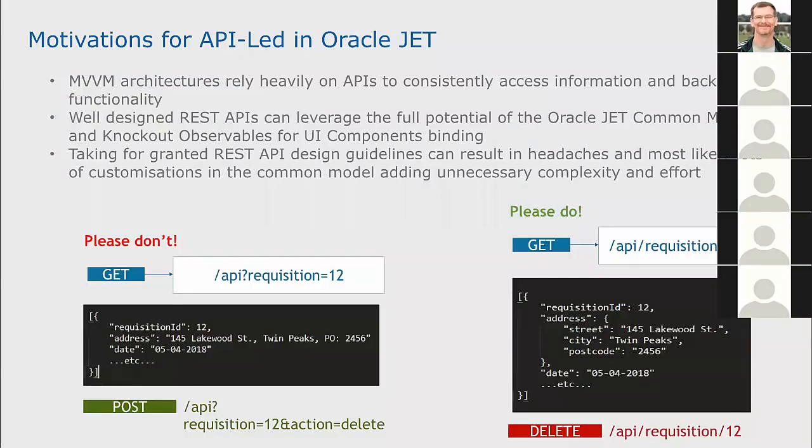In the screen, you can see right now some good examples on what to do on the right-hand side, and on the left-hand side, a very poorly designed API where the operation is kind of a get parameter, right? I've seen this type of example in the past, and it's not good. If you have to deal with this type of API in JET, you're going to have to add a lot of customization in your common model, or you're going to have to just use jQuery or Ajax directly, which is not ideal, and you're losing the benefits of JET. If you go to the next slide, please.